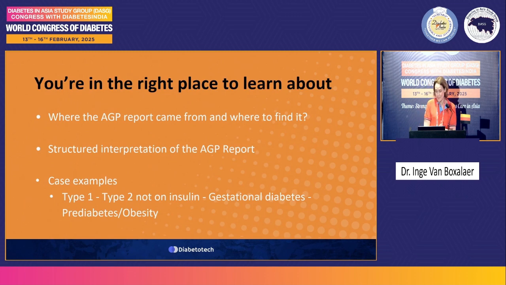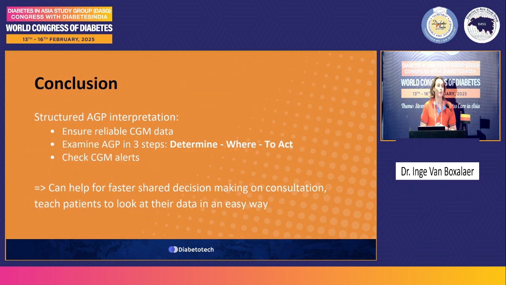So that was my presentation. For the conclusion, what is a structured AGP interpretation? It's ensure you have reliable CGM data, examine the AGP report in 3 steps, determine where to act, and check if the alerts are good for your patients. So I hope this can help you with your shared decision making and your consultation in a fast way, and teach your patients to do this for themselves, and also your team members to teach them to do this in a quick way.